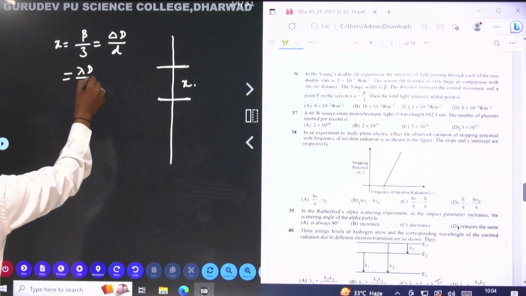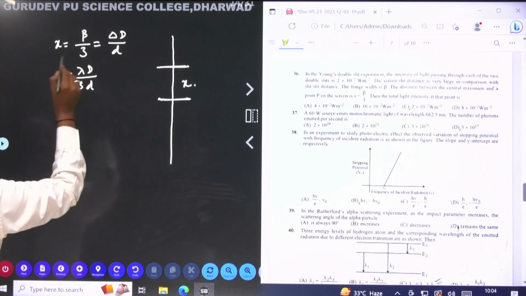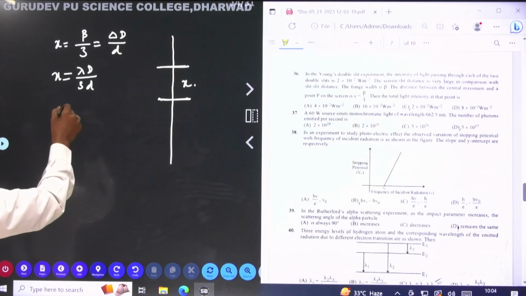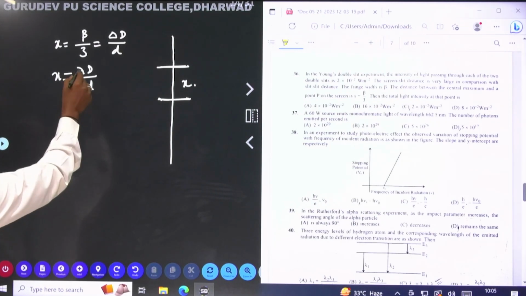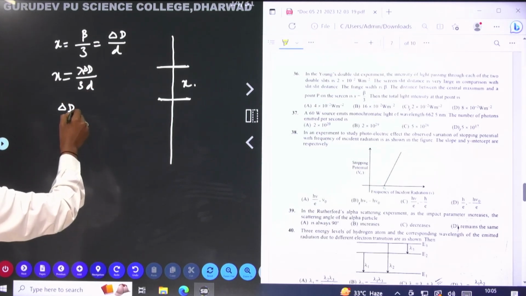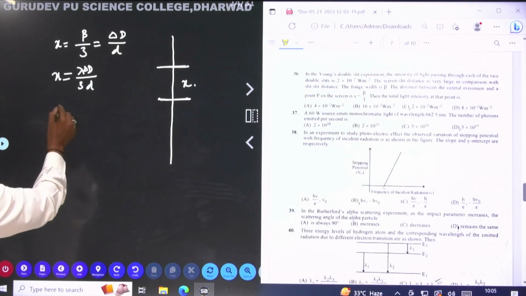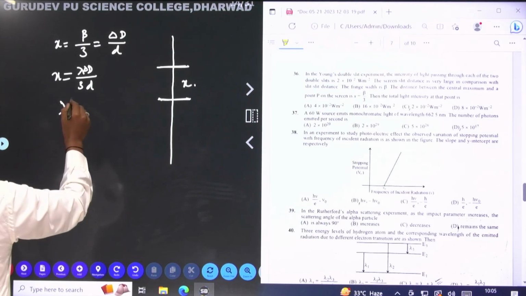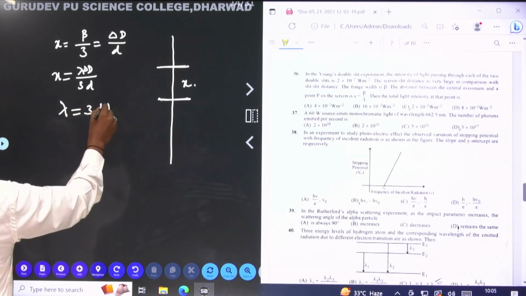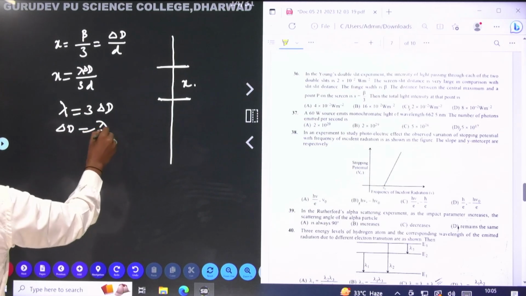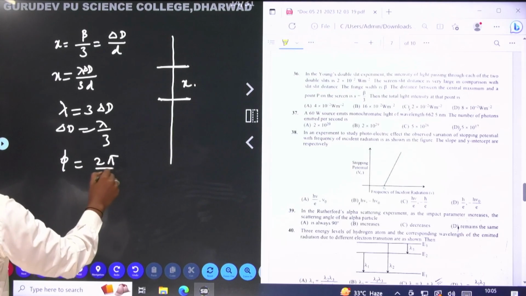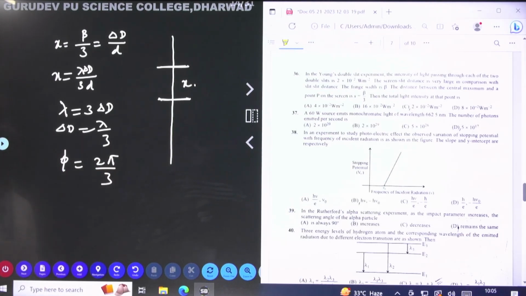So here the beta formula is lambda d divided by 3 times d, that is the x we got. From this one we can find delta d. What is delta d? That is the distance. Delta d is equal to lambda by 3. So from here lambda is equal to 3 into delta d, or delta d is equal to lambda by 3. Now here the phase angle is equal to 2 pi by 3. If this is the case, then the phase angle is 2 pi by 3.